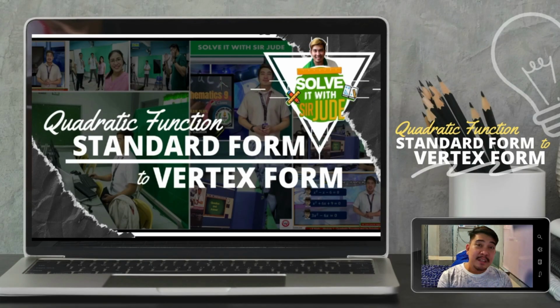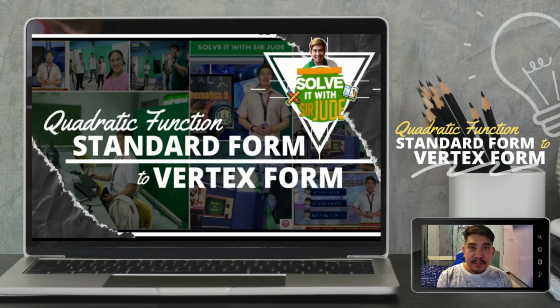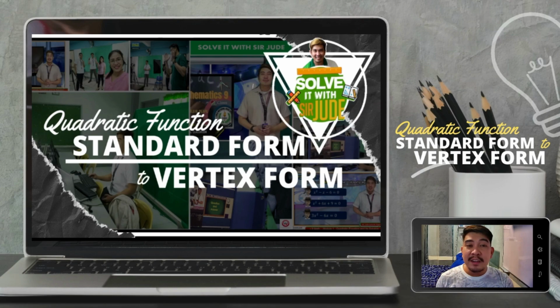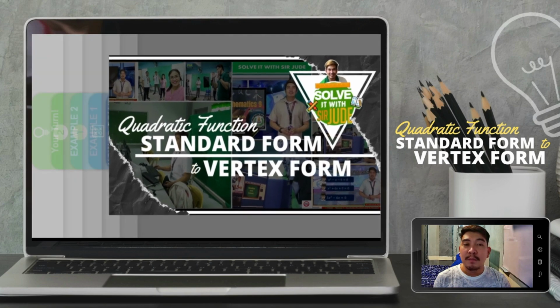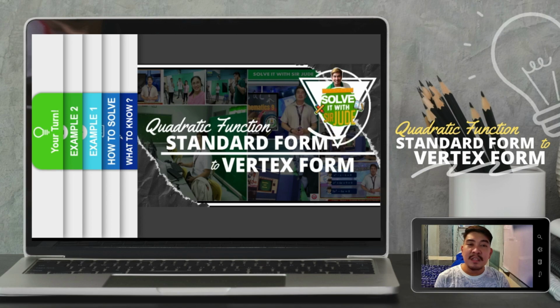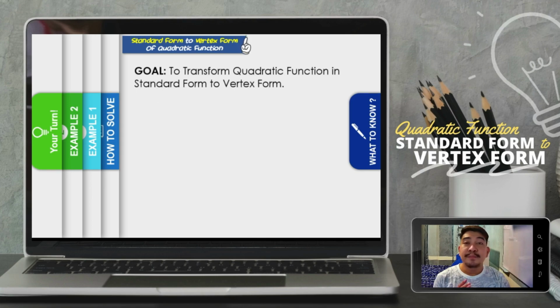Last time we talked about quadratic functions and how we are going to determine if a given equation, table of values, ordered pairs, and graphs are considered as quadratic functions. But today we are going to focus on rewriting or transforming quadratic functions written in standard form to vertex form. So what are the things that we should consider when we are transforming a quadratic function written in standard form to its vertex form? The goal of this video lesson is for us to transform quadratic functions in standard form to vertex form.